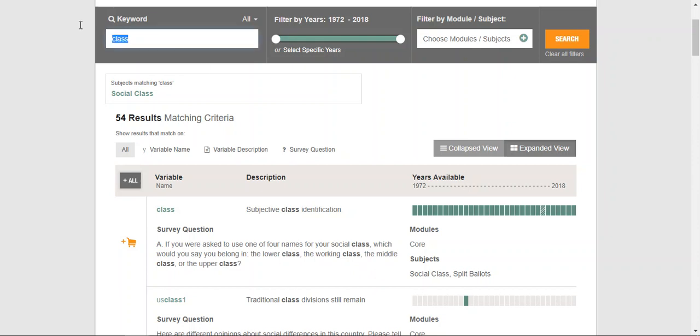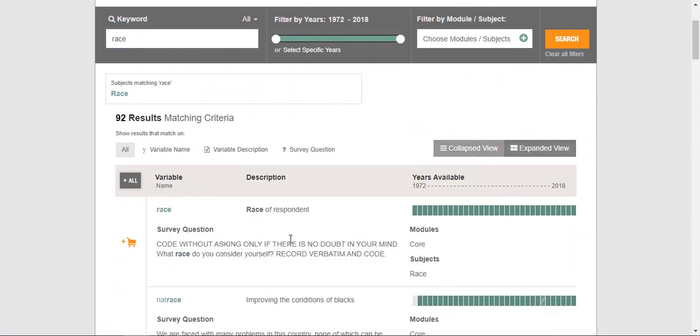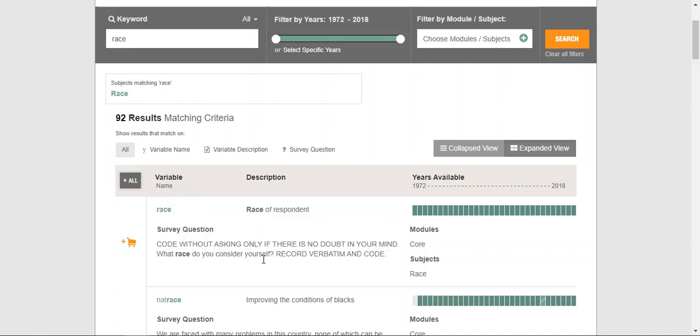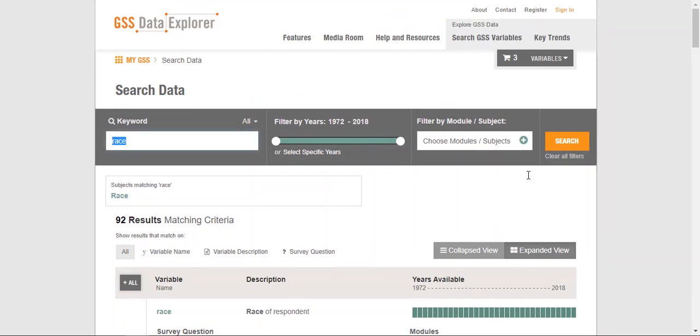Or secondarily, because of your research question, you might want to say race. So you'd find something like race of respondent right here. Say something like, what race do you consider yourself? And basically then the survey person will write down what race they're considering. So if you were actually writing this out, you would get to compare those two. So that would be one way to do it, searching by keywords.